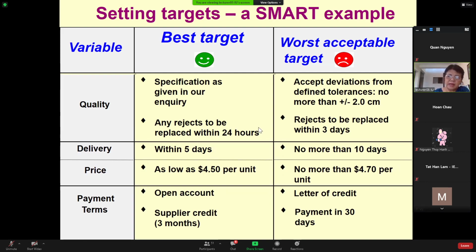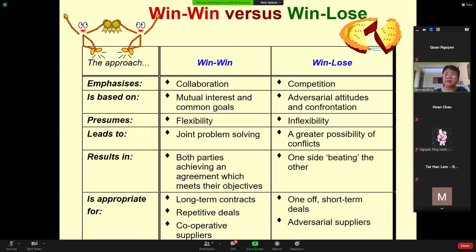Any question regarding setting the SMART example for the target of negotiation? No? If not, then we develop the win-win versus the win-lose. A negotiation is called successful when both parties win. Okay? What does it mean, the win-win versus the win-lose?